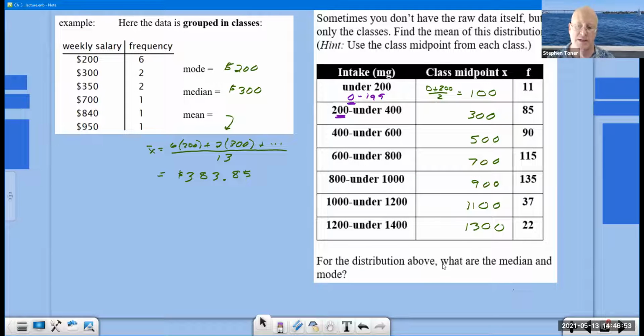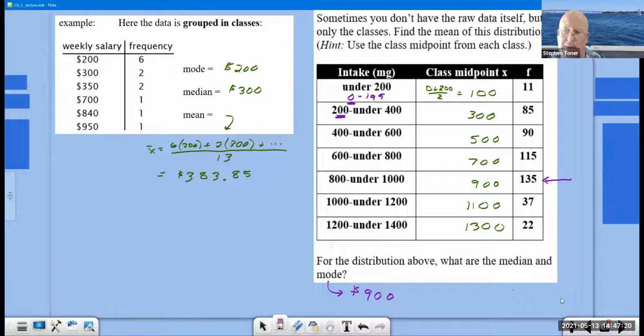So it says, for the distribution above, what are the median and the modes? Well, the mode is pretty easy to see. That's the number that shows up the most, and we can see that the highest frequency is 135. So I'm going to say that the mode on this problem is going to be $900 using the class midpoint for that category or row.